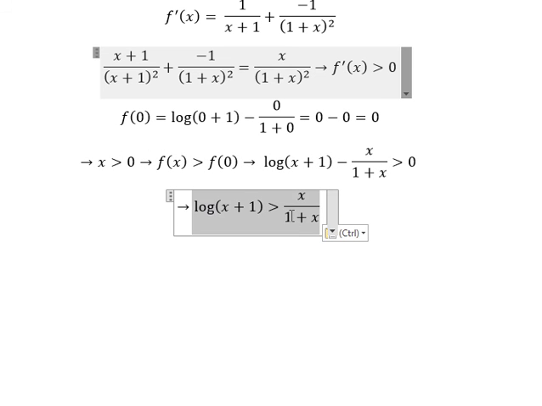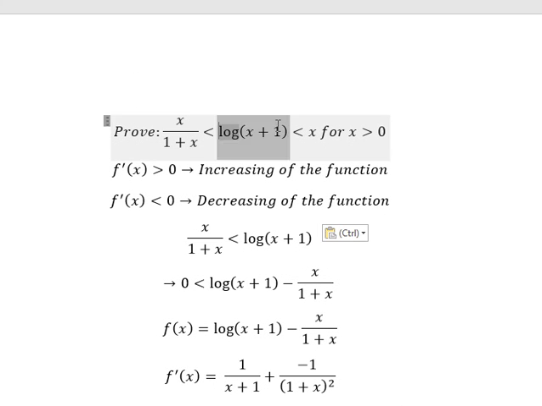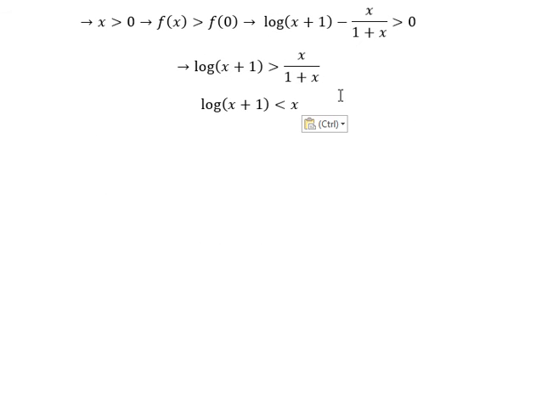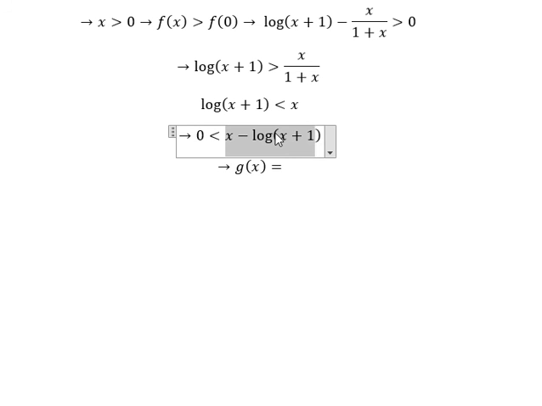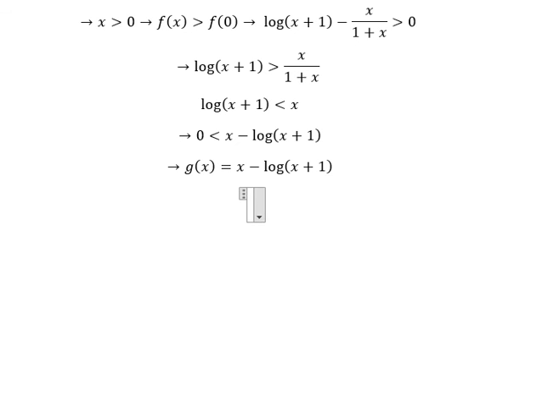And you just prove the first one. Now let's prove the next one. So we put log of x plus 1 on the right. And we do the same thing. So I choose g of x equals this one. And now I take the first derivative of the function. We got 1 minus 1 over x plus 1.